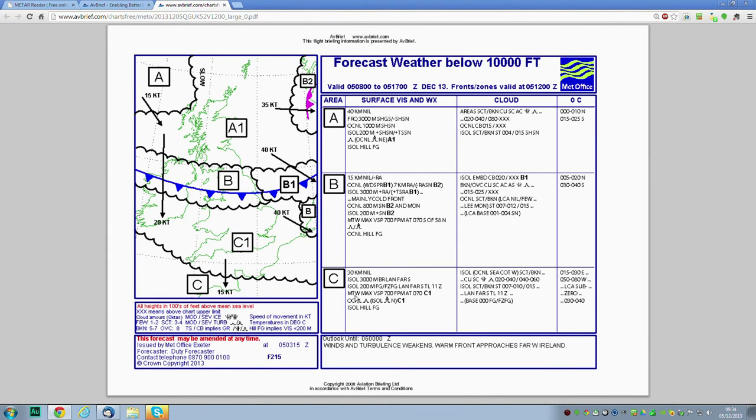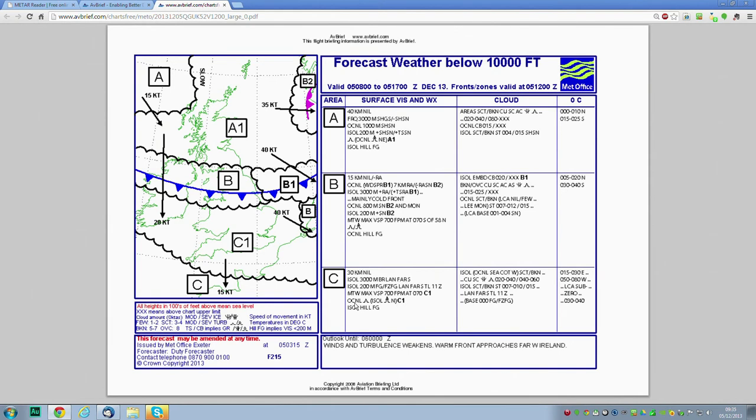Now, I'm not going to pretend that I know what all this is about. So I'm going to leave you to do a bit of homework, in the way that the best teachers do, and possibly find out what the rest of that means. But we've obviously got isolated hill fog, and the area that we're interested in is in fact the most complicated.